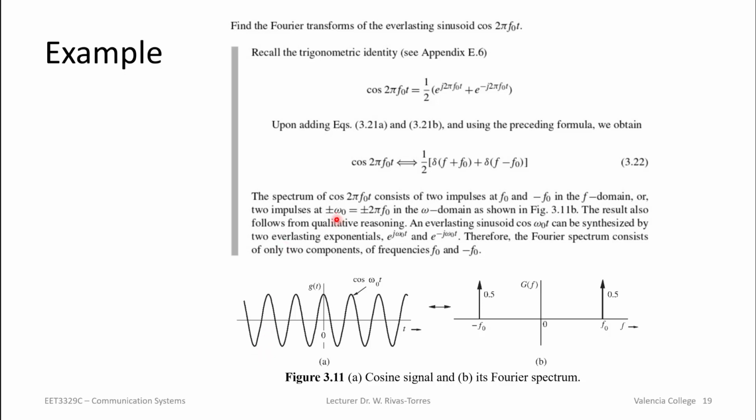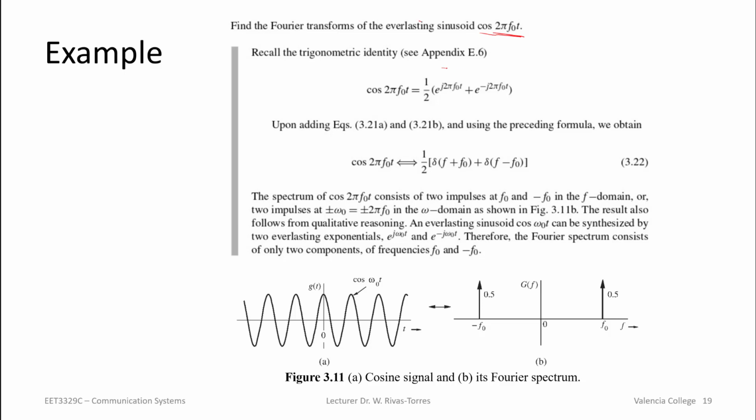Yet another example. Let's say now we want to find the Fourier transform of cosine 2 pi f0 t, which is a real function. So here's our function, cosine of 2 pi f0 t.